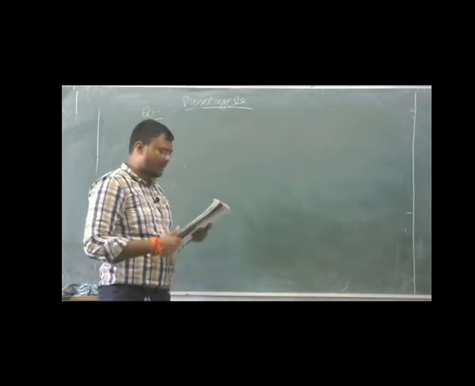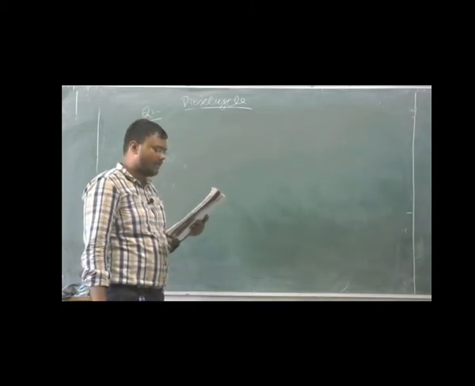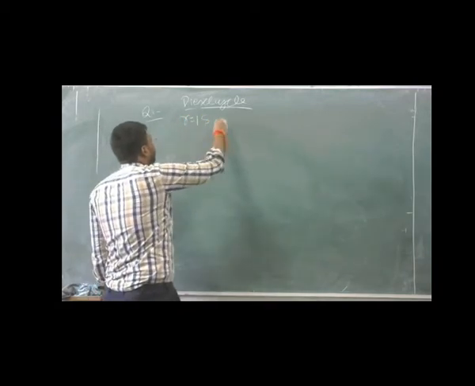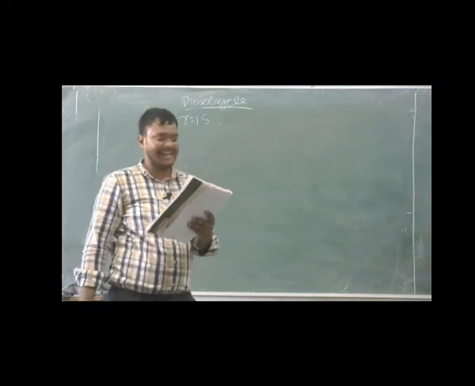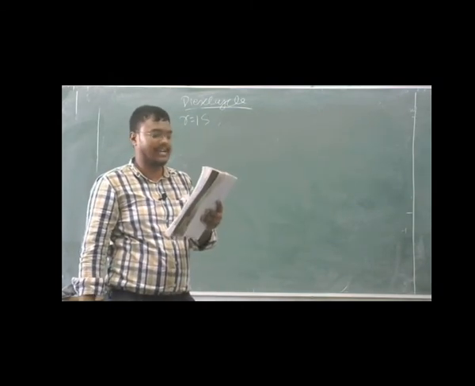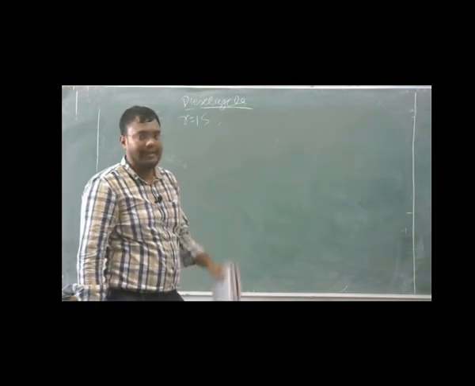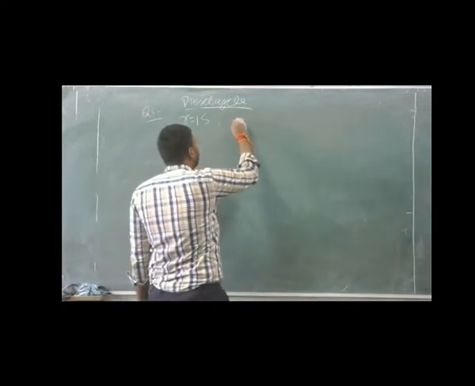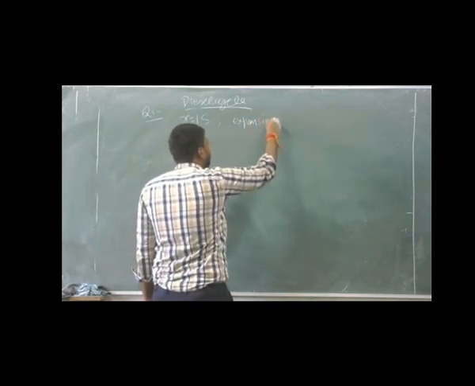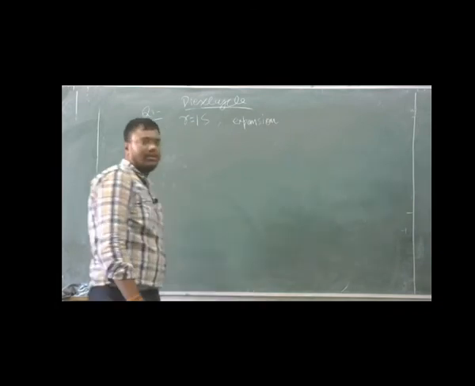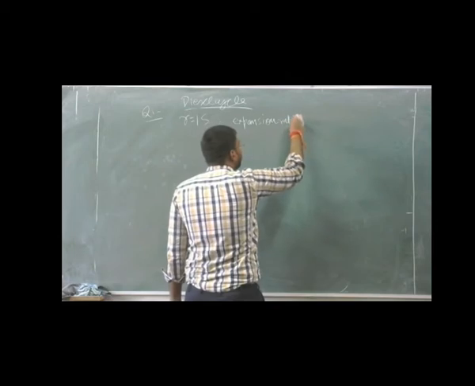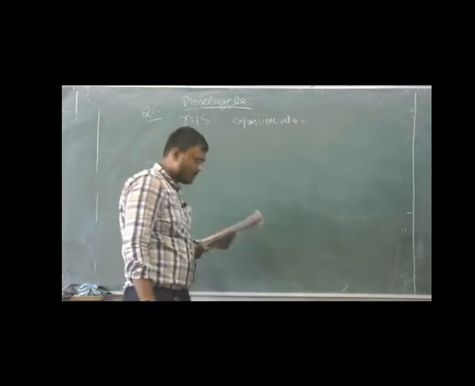A diesel engine is working with compression ratio 15. Here also compression ratio is given equal to 15 and expansion ratio. Now in place of cutoff ratio, it is given expansion ratio equal to 10. We know the value of expansion ratio. We have discussed this in the efficiency calculation of diesel cycle. Expansion ratio is given equal to 10.